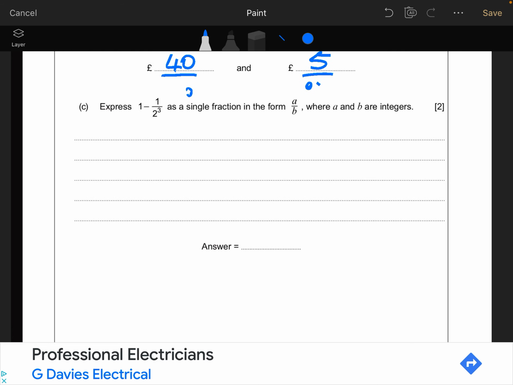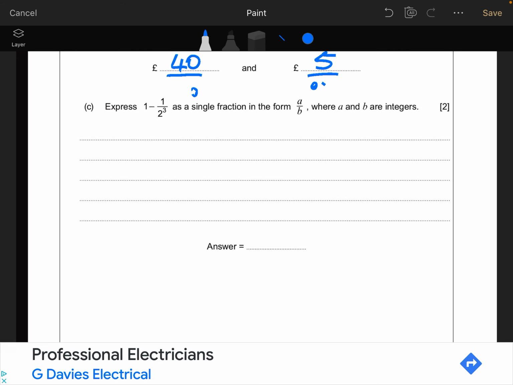Part C. Express 1 minus 1 over 2 cubed as a single fraction in the form a over b. Okay, so we need to simplify 1 minus 1. The 1's okay to deal with, but the 1 over 2 cubed is a little bit more tricky.